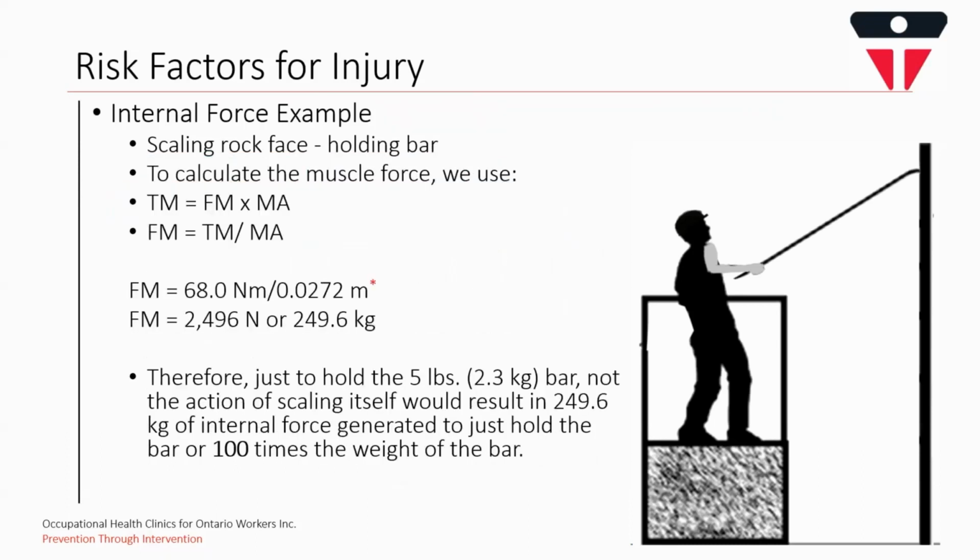So what does this 68 newton meters mean? Well, when we convert it back, it's about 249 kilograms. Therefore, just to hold that 2.3 kilogram bar, not the action of scaling, results in 249 kilograms of internal force being generated, or 100 times the weight, just to lift the bar. So as a result, internal force is very important when considering work-relatedness because of the fact it's energy exerted upon the body.